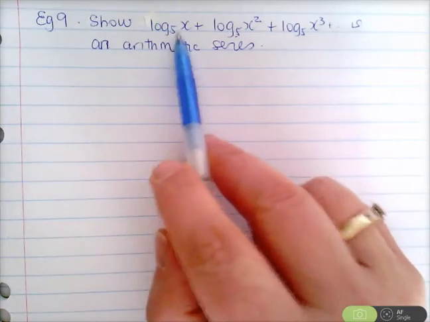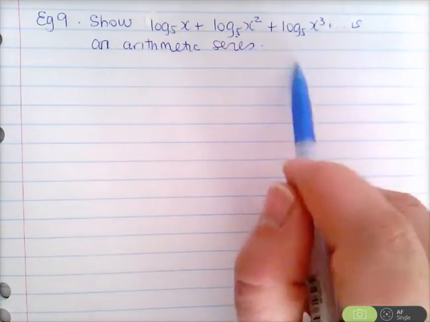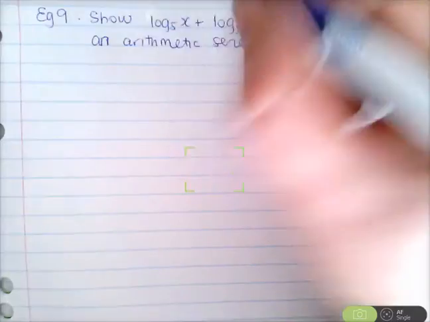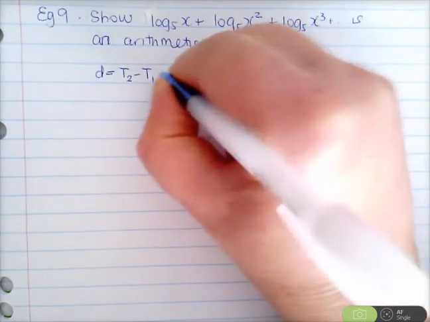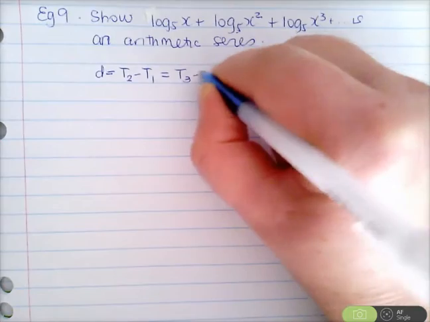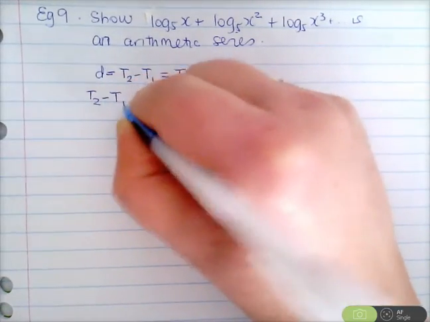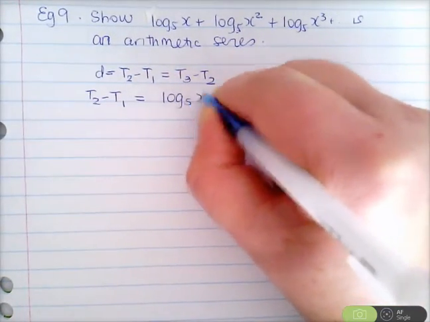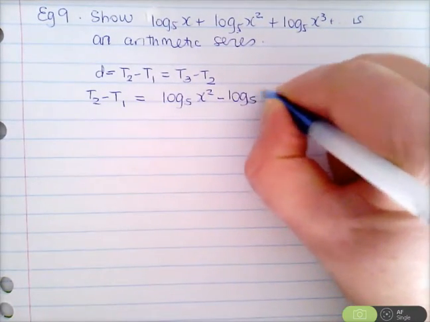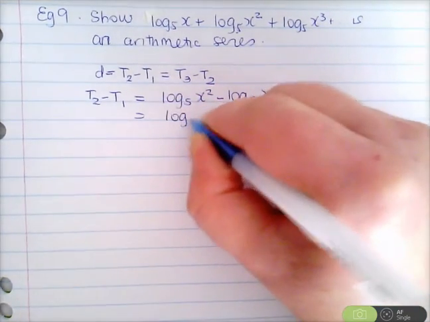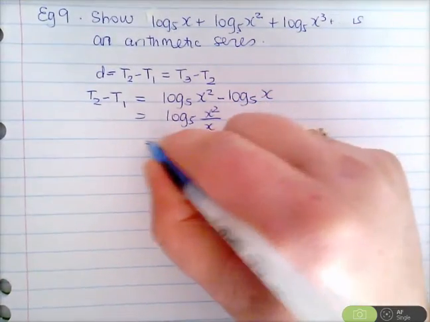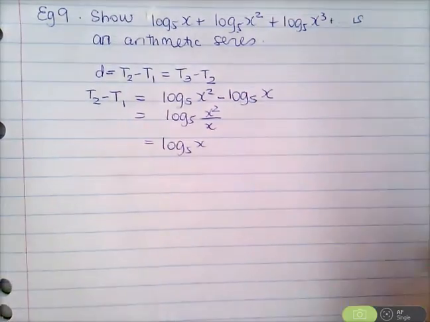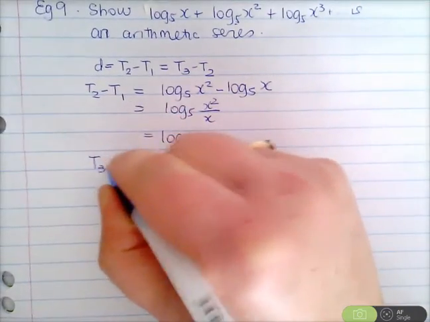So show that log to the base 5 of x plus log to the base 5 of x squared plus log to the base 5 of x cubed is an arithmetic series. Now we know that for an arithmetic series, d, t2 minus t1 will have to equal t3 minus t2. So let's look at t2 minus t1. That's log to the base 5 of x squared minus log to the base 5 of x, which is, using the log rules, log to the base 5 of x squared on x, which is log to the base 5 of x. Now, also looking at t3 minus t2.